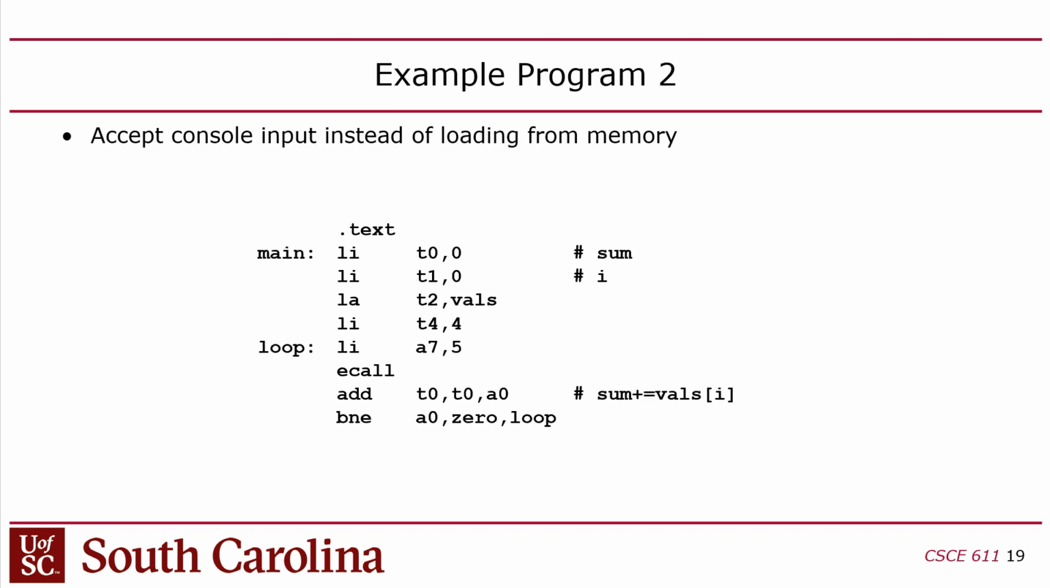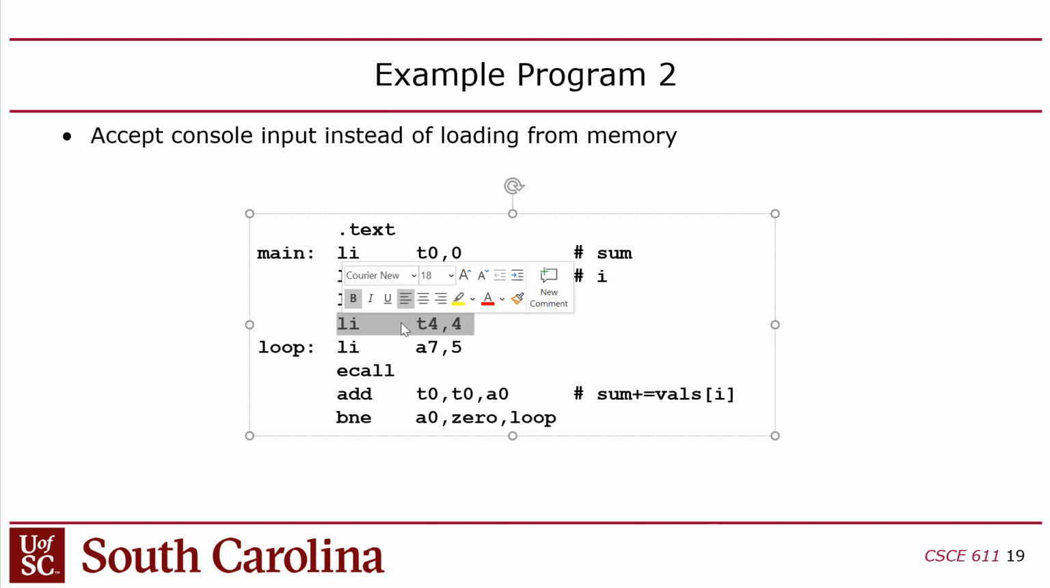This is a slightly modified version of the same loop, but this time I replaced the load instruction with the fixed iteration count of 4, although I still load 4 into T4. I don't actually use it for anything. But I'm replacing that with a system call that actually reads in the inputs from the console, and it terminates the loop when the user enters a value of 0. So this way a user types in as many values as they want, and the loop will sum them up.